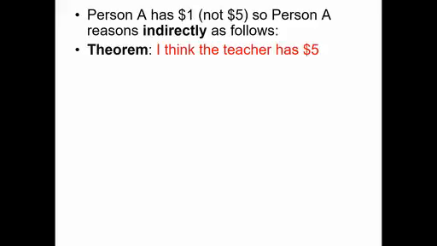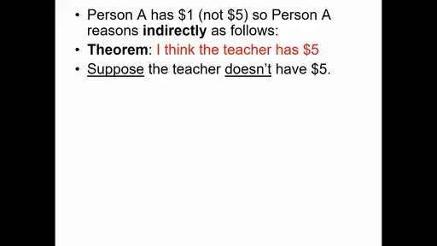We thought the teacher had the $5 bill. How do you start when you're going to reason indirectly? You've got to get this terminology down. You suppose the opposite of what you're trying to prove. So if you're trying to prove that the teacher has the 5, let's suppose the teacher doesn't have the 5. And now we continue directly using the idea of syllogism. So if we say the teacher doesn't have the 5, then we start with that.